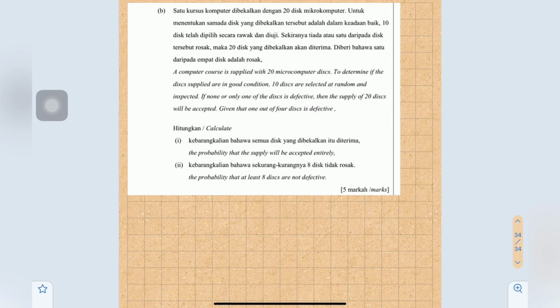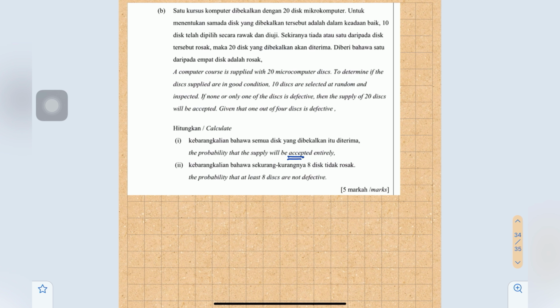Which equals 0.2564. Number 15B. A computer course is supplied with 20 microcomputer disks. To determine if the disks supplied are in good condition, 10 disks are selected at random and inspected. If none or only one of the disks is defective, then the supply of 20 disks will be accepted. Given that 1 out of 4 disks is defective. Calculate the probability that the supply will be accepted entirely.